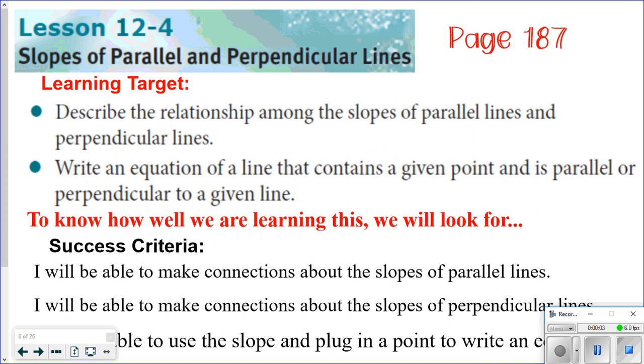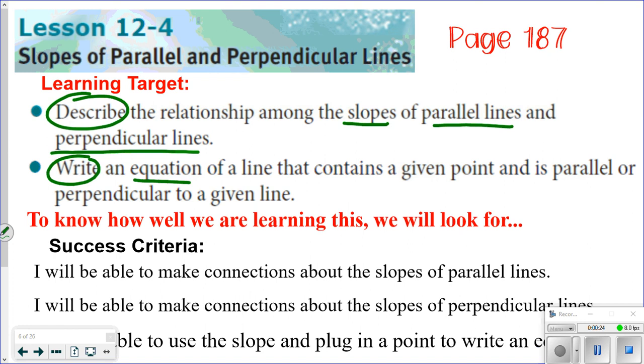Everyone, go ahead and open your books to page 187. We're in lesson 12.4 called Slopes of Parallel and Perpendicular Lines. So we are going to be able to describe the relationship among the slopes of parallel lines and perpendicular lines. And then we're also going to write an equation of a line that contains a given point and is parallel or perpendicular to a given line.